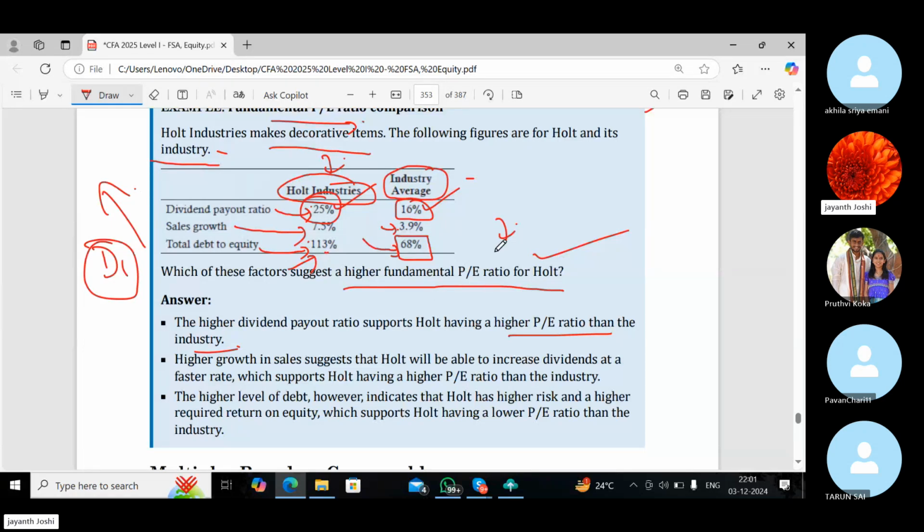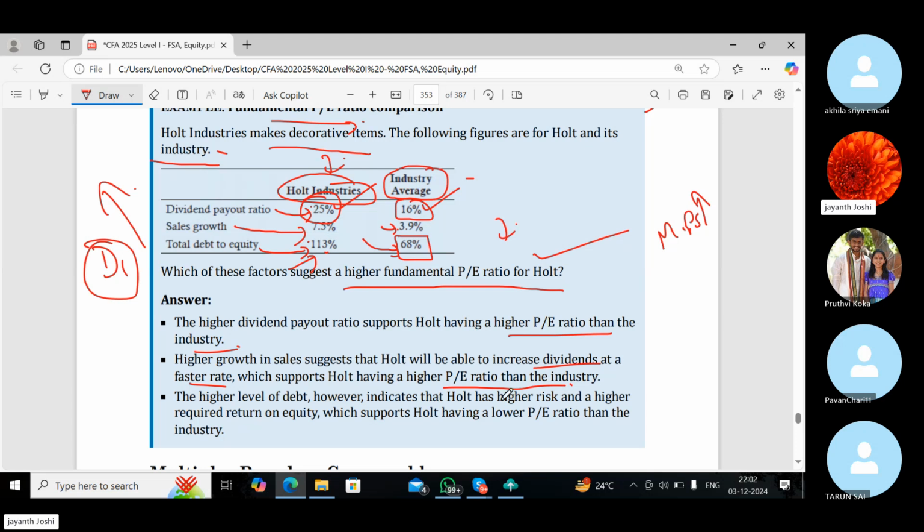Why? Because people's sentiment and perception is that if a firm is paying high dividends, its share value is going to increase in the coming future. So when the market price of the share increases, the PE ratio will be high. Either way, I have explained it to you: one through the equation we saw, and one through the perception. Higher growth in sales suggests that Halt will be able to increase dividends at a faster rate, which supports Halt having a PE ratio higher than the industry. Of course, more revenue, more profits, more dividends.